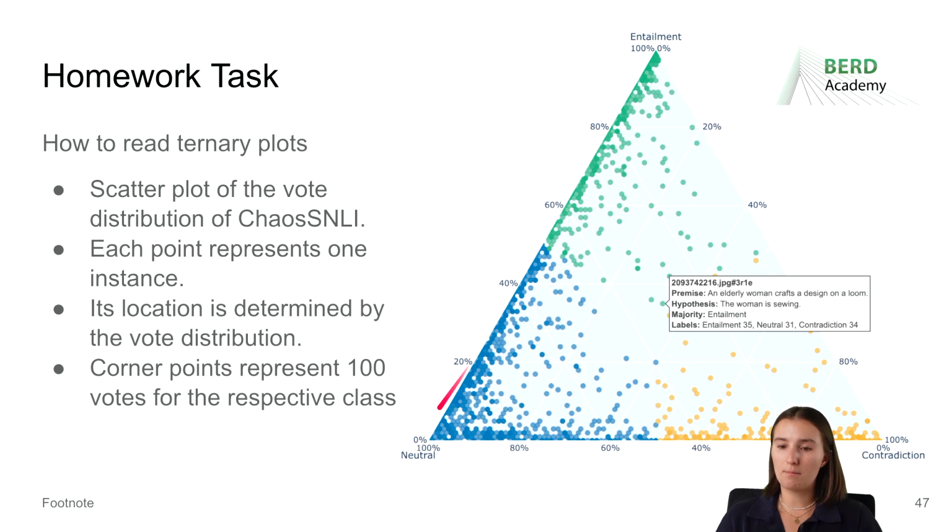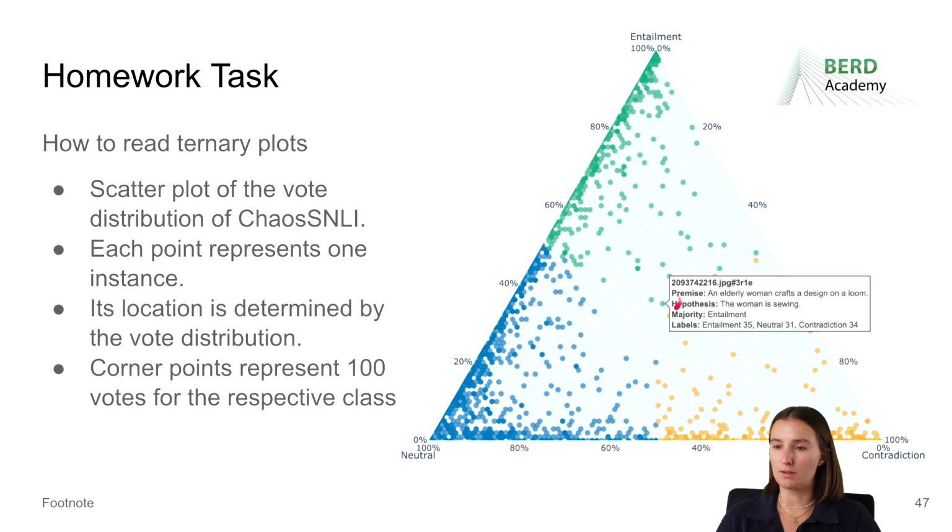And if we, for example, go up here, 20% entailment, and go a little to the diagonal down, 80% here, points that are directly here have 20% entailment and 80% neutral. And basically every point here represents a location on the distribution.